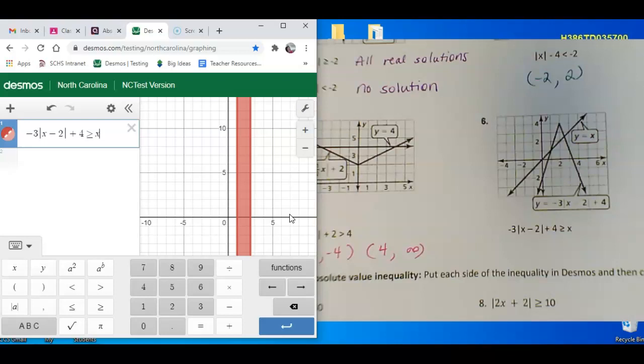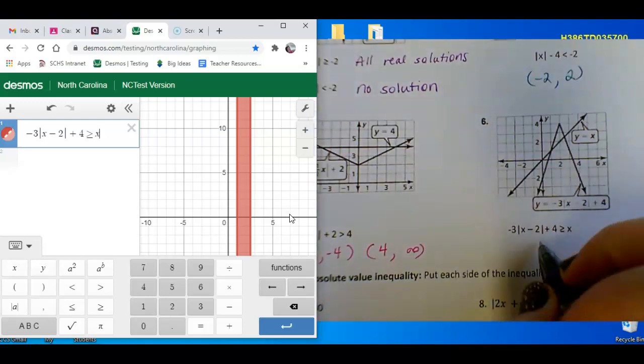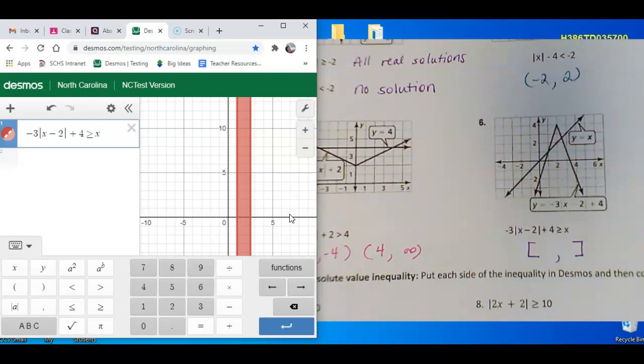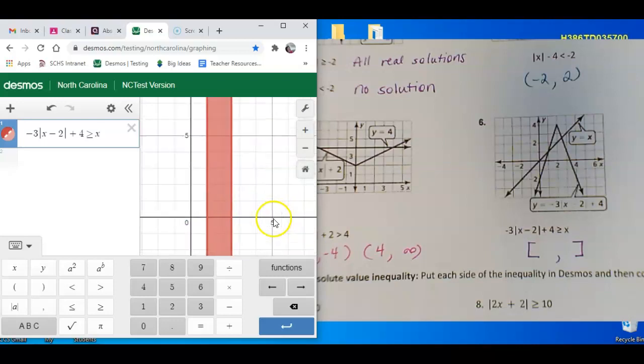I still can tell how many answers there's going to be. It looks like there's just going to be one answer. There's no dotted lines, so I know I'm going to put brackets and then a comma. And then I just need to figure out these values here. It looks like it's at 1. And it's a little bit tricky here because it's in between here, but it looks like it's at 1 and maybe 2.5.